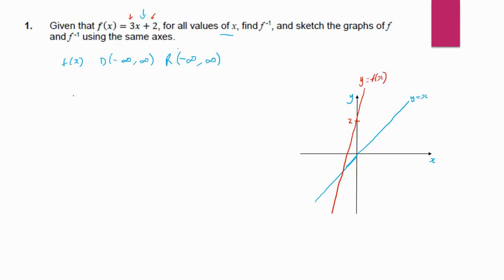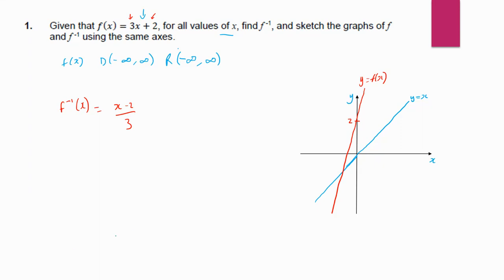Now, your inverse function is just to rearrange 3x plus 2. So hopefully you've come up with x minus 2 over 3. So the gradient of this function here is 1/3. And again, the domain and range, even if we swap these over, are still minus infinity to infinity for both.